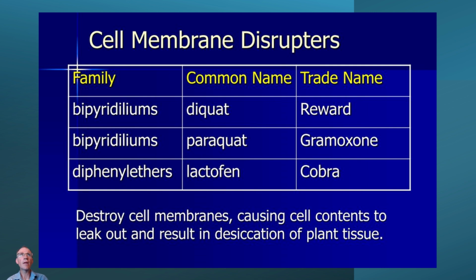Let's look at another chart of cell membrane disruptors. We're going to look at the family, common name, and trade name. Our first family, bipyridyliums. Common name is diquat, trade name is Reward. Our next family, bipyridyliums. Common name paraquat, trade name Gramoxone. Our final family, diphenylethers. Common name lactofen, trade name is Cobra. These destroy cell membranes, causing cell contents to leak out and resulting in desiccation of plant tissue.